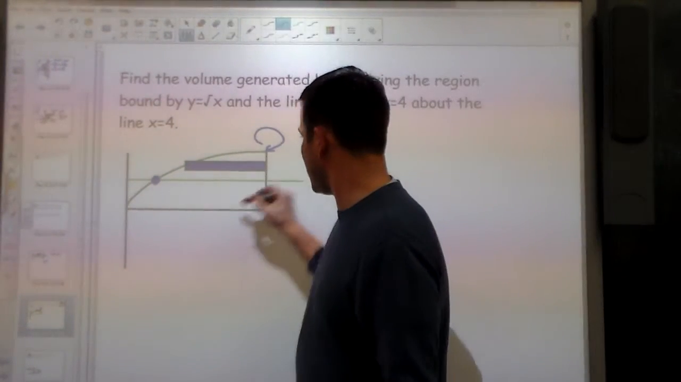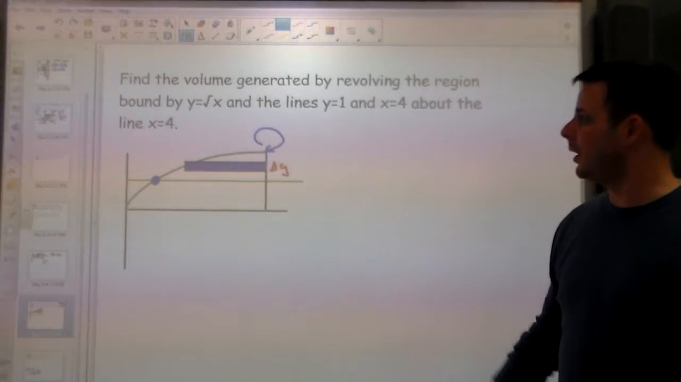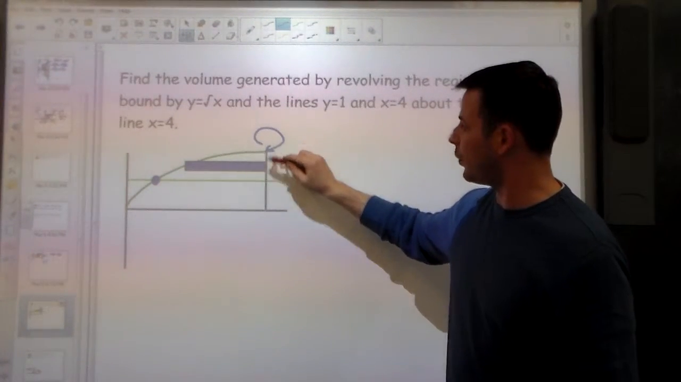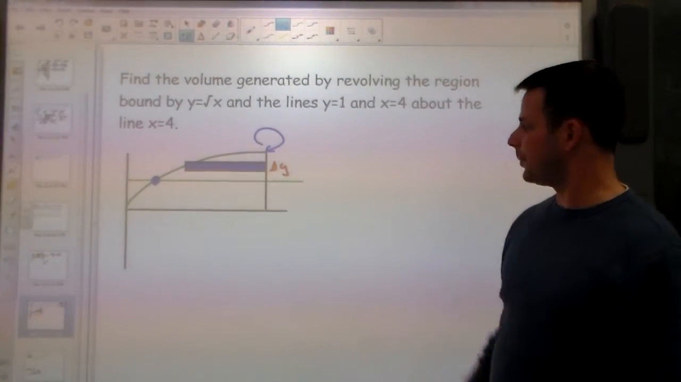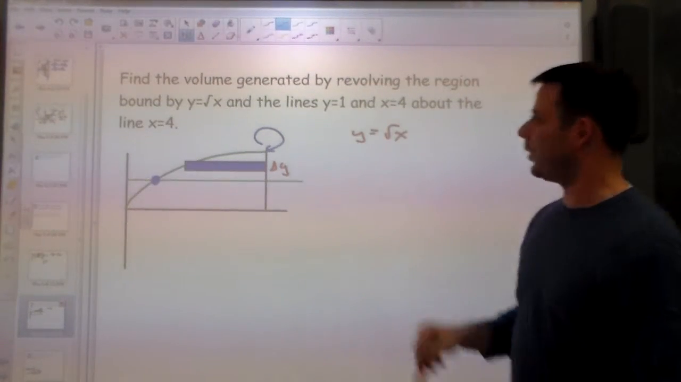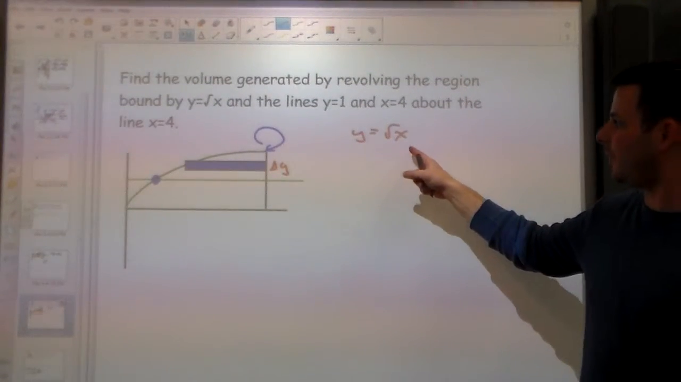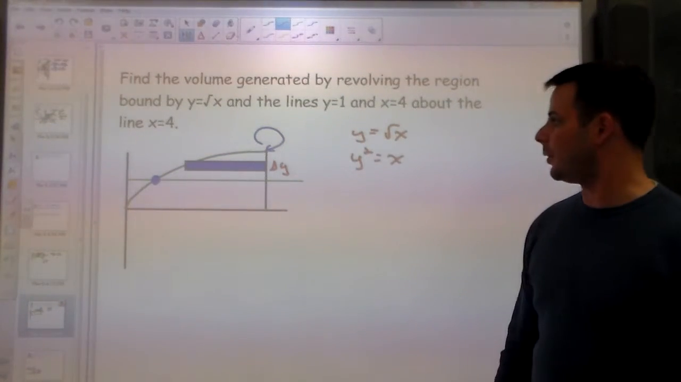Now, this has a width of delta y. That tells me that I want not only y limits of integration, but also a y integrand. I had the function y equals radical x. So let's solve for x to see what x equals. Square both sides, y squared equals x.